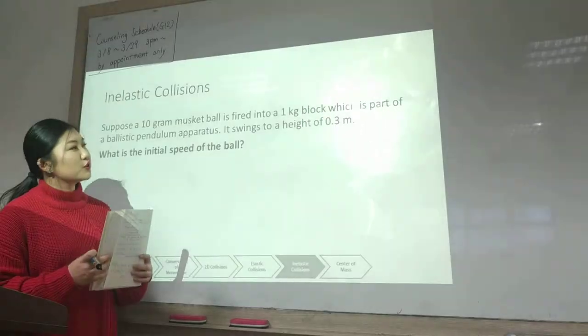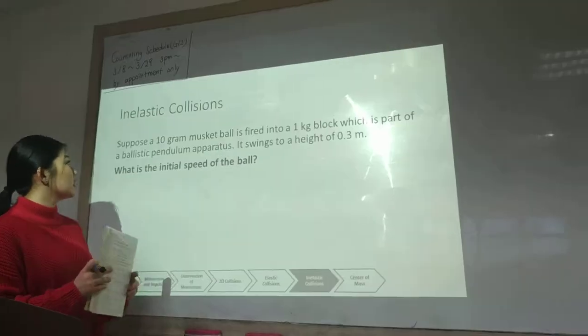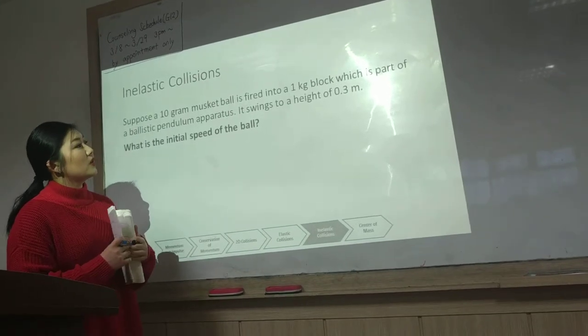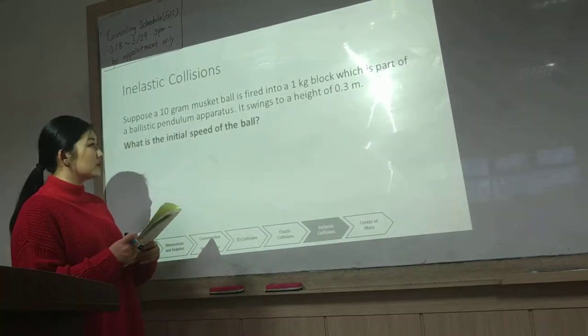A musket ball is fired into a 1 kilogram block, which is part of a ballistic pendulum apparatus. It swings to a height of 0.3 meters. What is the initial speed of the ball?